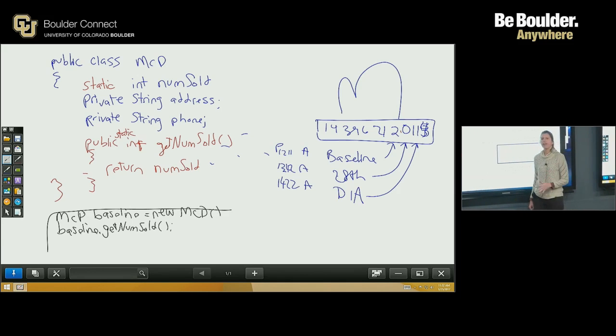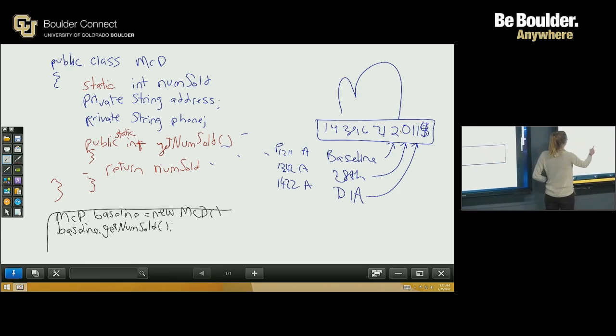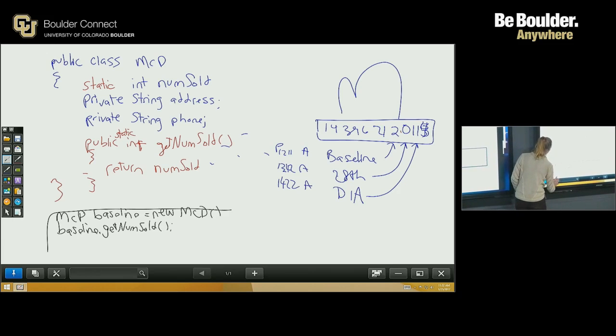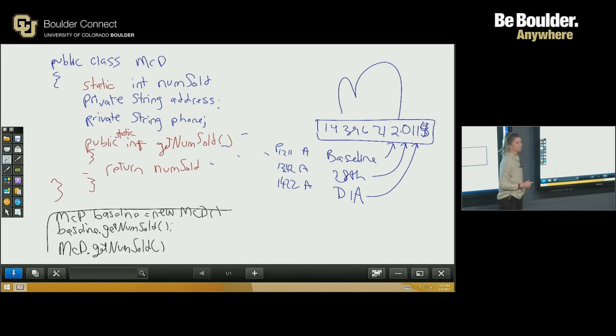Now, because it's static, there's another way to access this variable, or this method here. So we can also do, because it's static, McD.getNumSold. Does that make sense? This is the name of the class, the actual class. And because this is static, I can call it directly, the class variable, the shared variable, and find out its value.